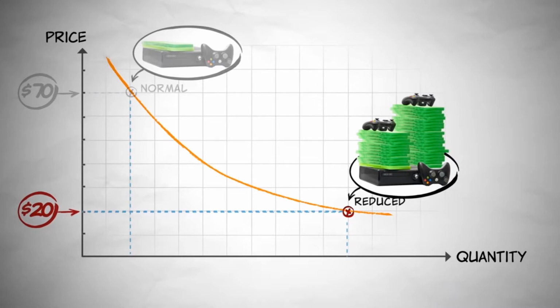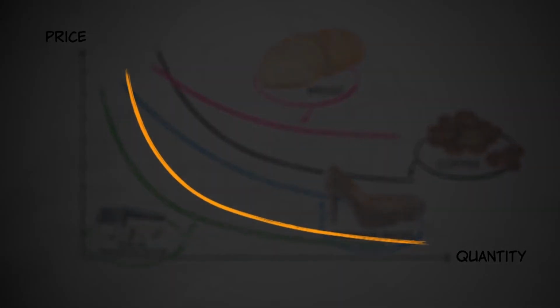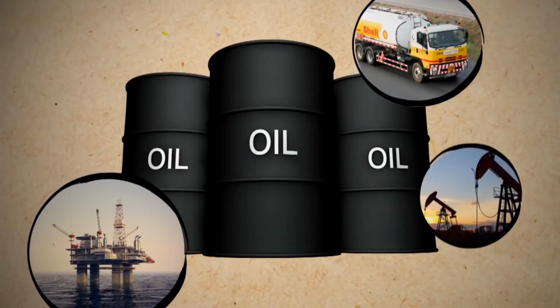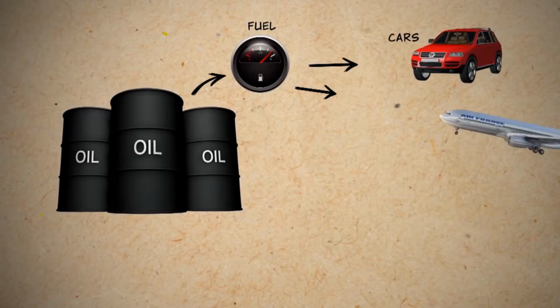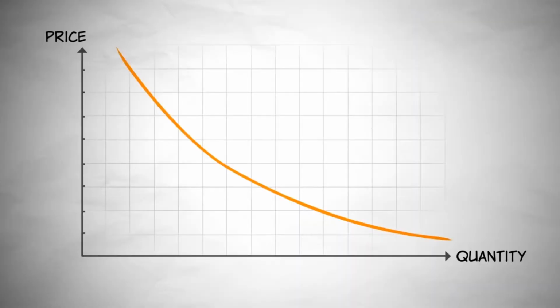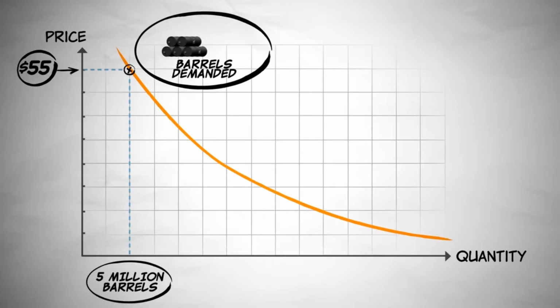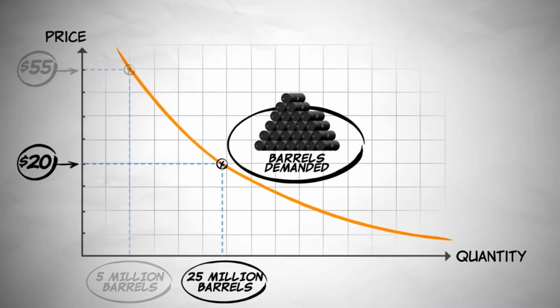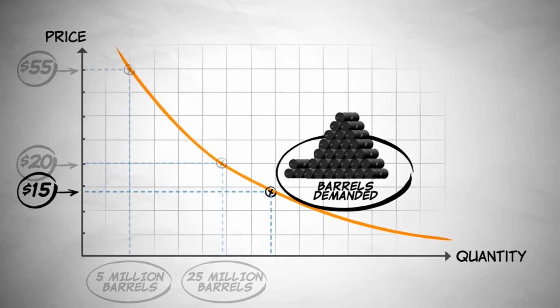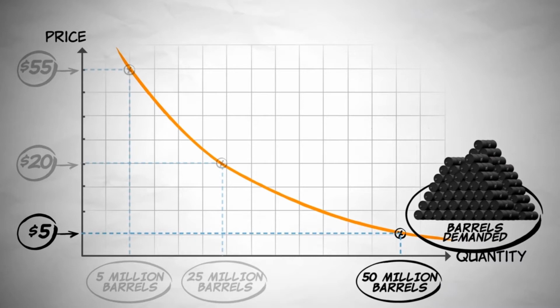But let's delve a little deeper. There's a different demand curve for every good or service out there, but the ideas are the same. So, let's look at the demand curve for one of the most important products in the world, oil. Oil is used in a wide variety of products, from fueling cars and planes to heating homes and making plastic for rubber duckies. Looking at the demand curve for oil, we see a familiar relationship between price and the quantity demanded. At a high price, $55 per barrel, there's a relatively low demand, let's say 5 million barrels. At $20 per barrel, 25 million barrels are demanded. As the price goes down, the demand for oil increases. And at $5 per barrel, 50 million barrels of oil are demanded.